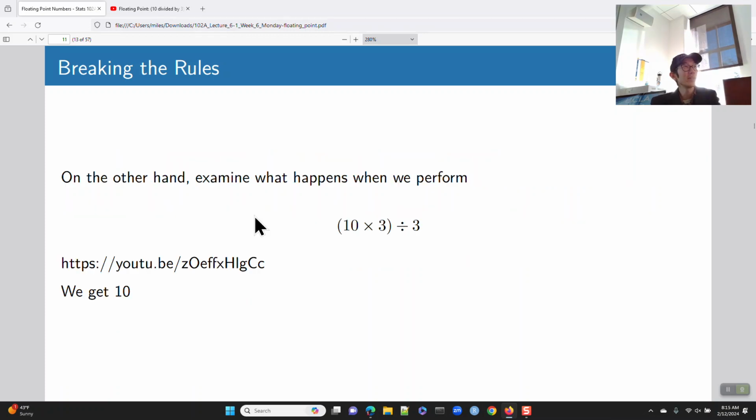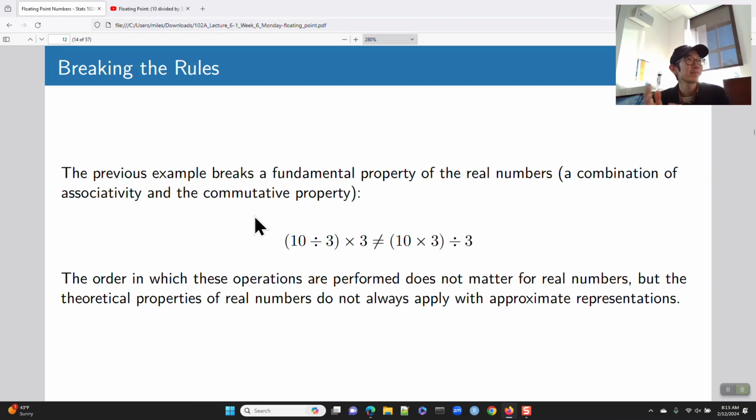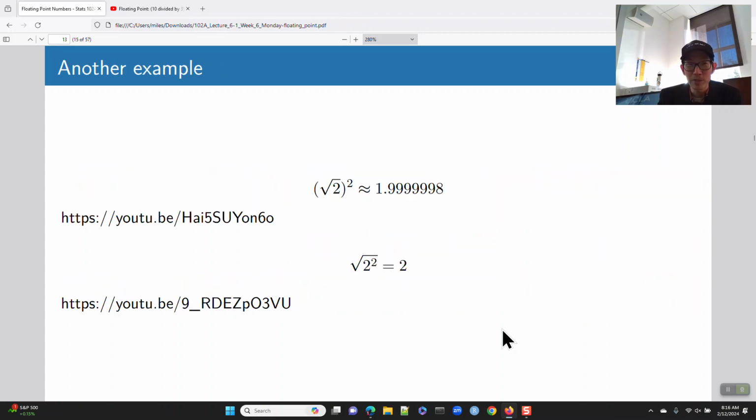And so now we see that the order of operations matters: whether we do 10 times 3 and then divide by 3, or 10 divided by 3 and then multiply by 3, the answers are going to be different. This breaks a fundamental property of the real numbers, a combination of associativity and the commutative property. For real numbers, the order in which you do these operations doesn't matter, but with floating point numbers or finite approximation numbers, it does make a difference.